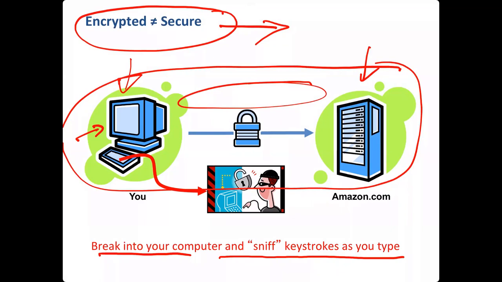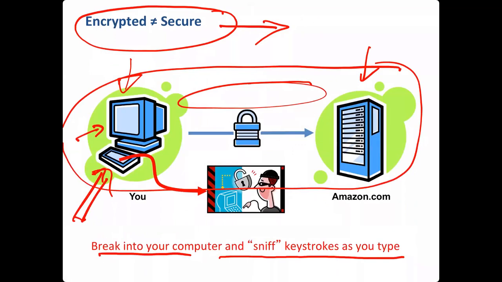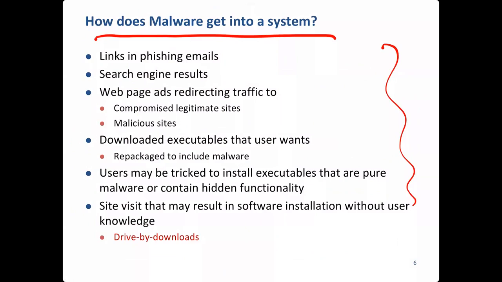So what are the methods to secure this endpoint? We have studied some of these, right? First, using passwords, two-factor authentication, and many other methods. Malware can get into your system by various methods. We have studied many of these, like phishing email. Search engine results can be malicious and may give you a link, and you click on the link, you may download unwanted malware.